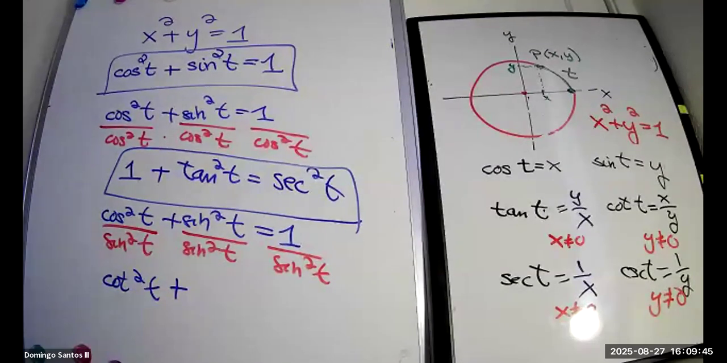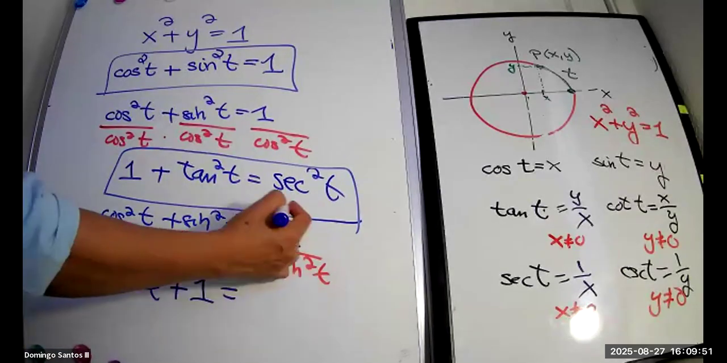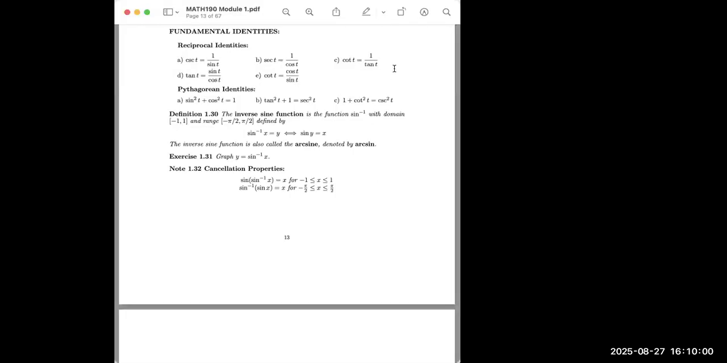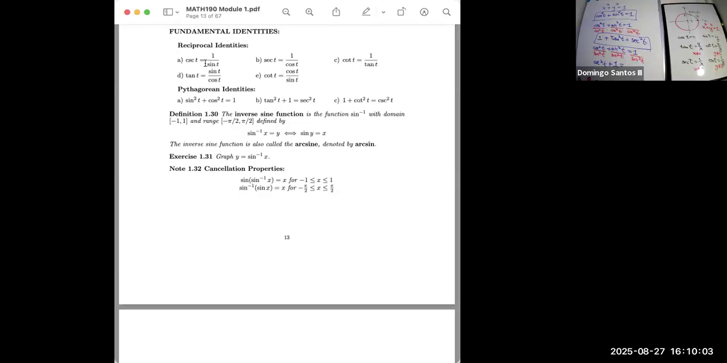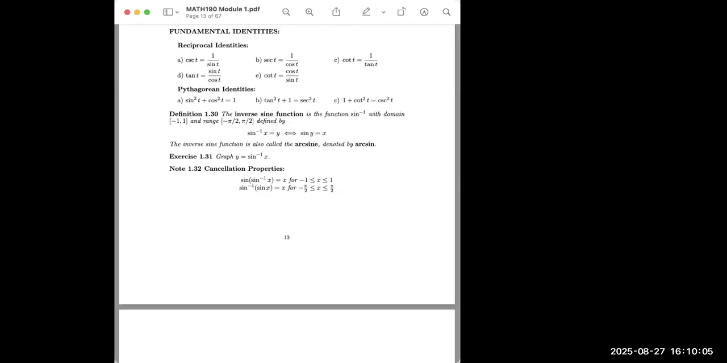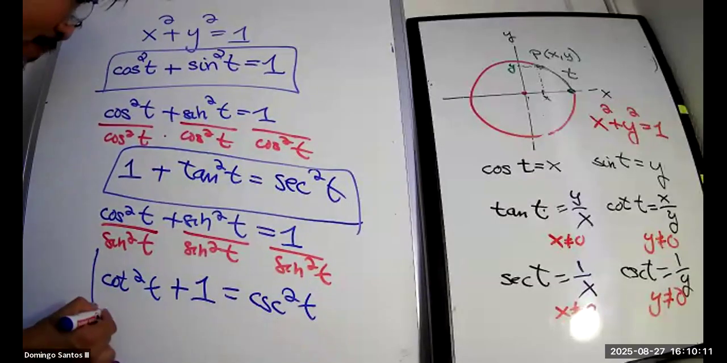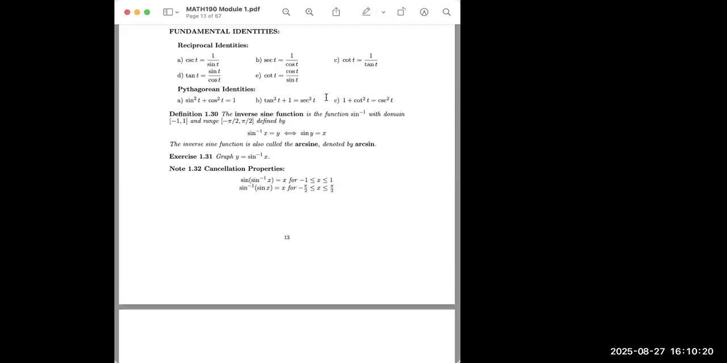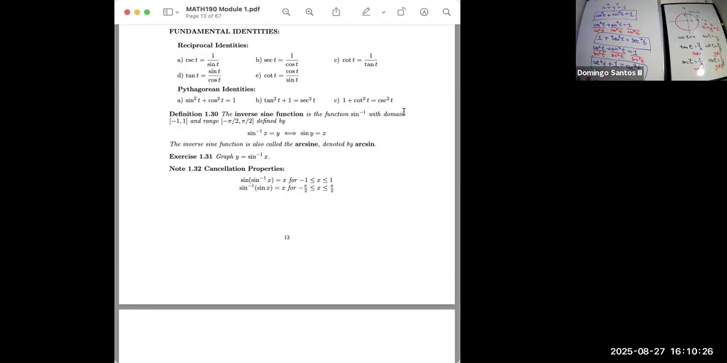Plus, what's sine squared over sine squared? Sine over sine is just going to be 1. Very good. And what's 1 over sine? Cosecant, right? But there's a square, right? So this is your last Pythagorean identity. Do you have that in your notes? Yes or no? Yes. Okie dokie, which is this one.